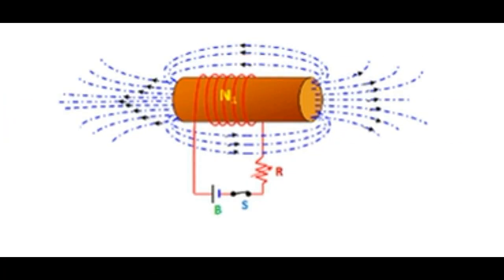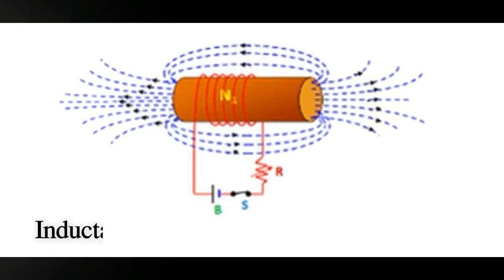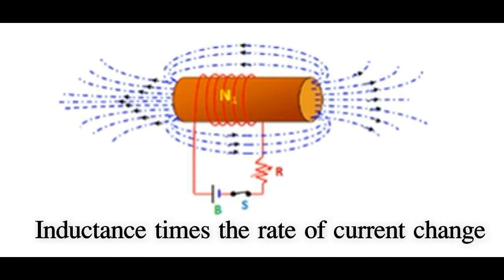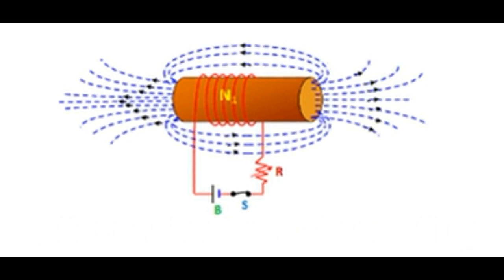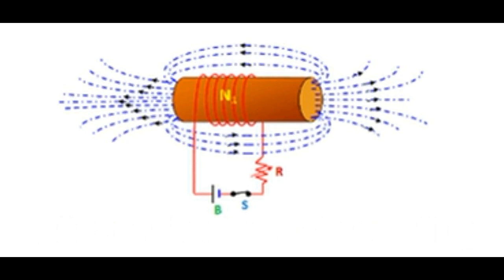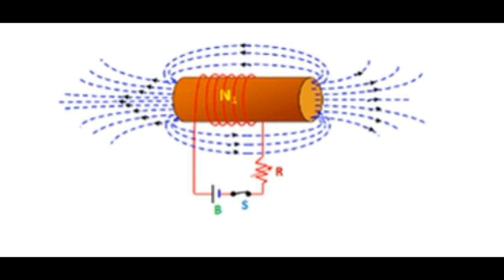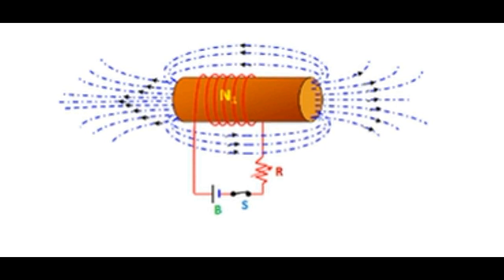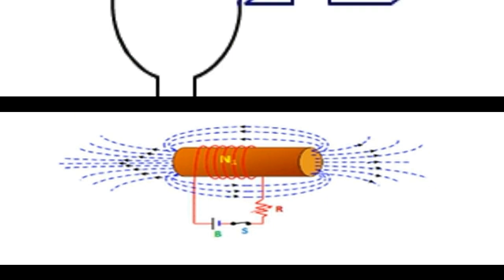So from this equation, we can say that the self-induced EMF equals inductance times the rate of current change, and a circuit that has an inductance of 1 Henry will have an EMF of 1 volt induced in the circuit when the current flowing through the circuit changes at a rate of 1 ampere per second.